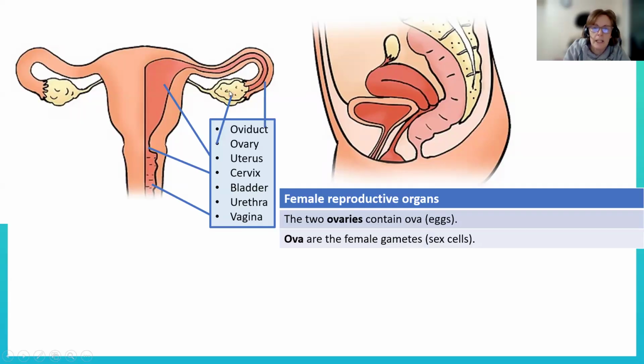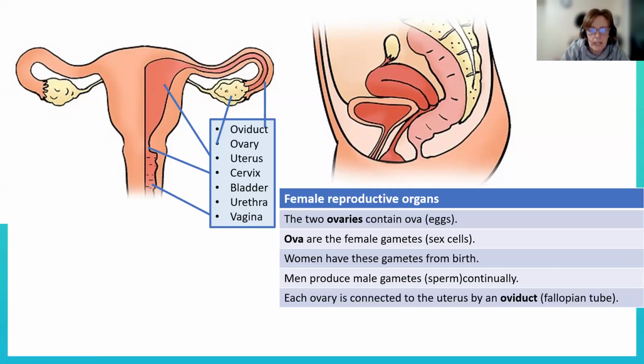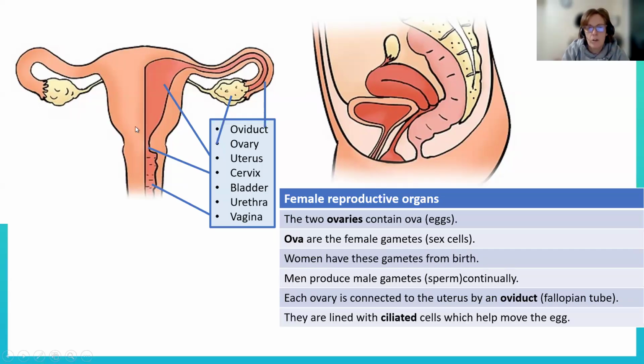So the ovary contains the eggs or ova, and these are the female gametes or sex cells. And women have all of their ova that they're going to have from birth. Males produce sperm continually. Each ovary is connected to the uterus. The uterus is where the fetus will develop if pregnancy occurs. Each ovary is connected by a fallopian tube or the oviduct to this uterus. These are lined with ciliated cells that we've talked about quite a few times, and these help to move the eggs once they're released once a month down into the uterus.